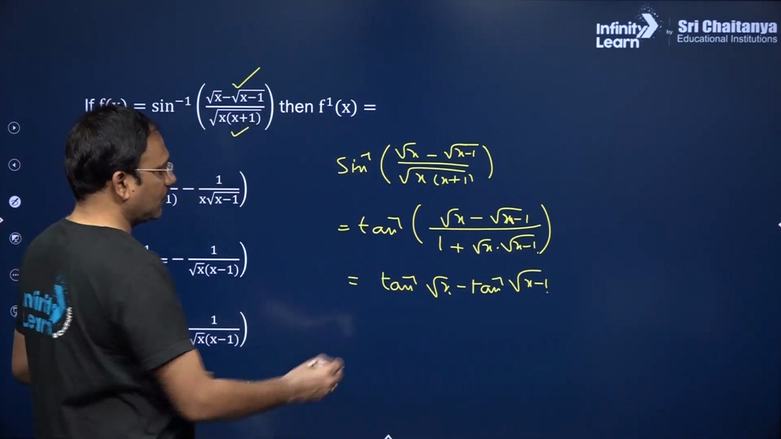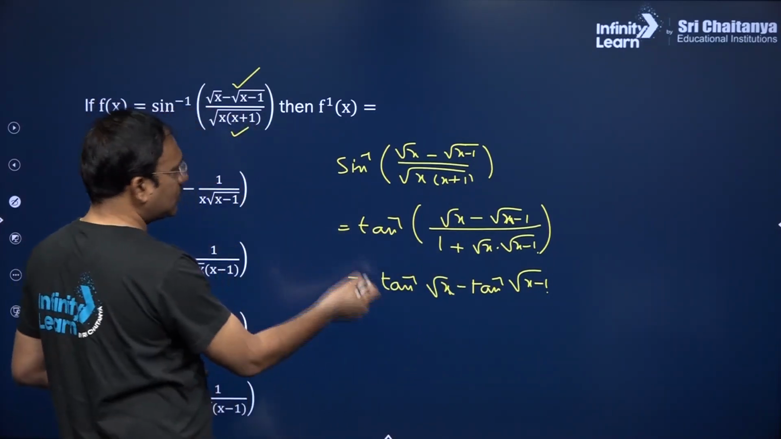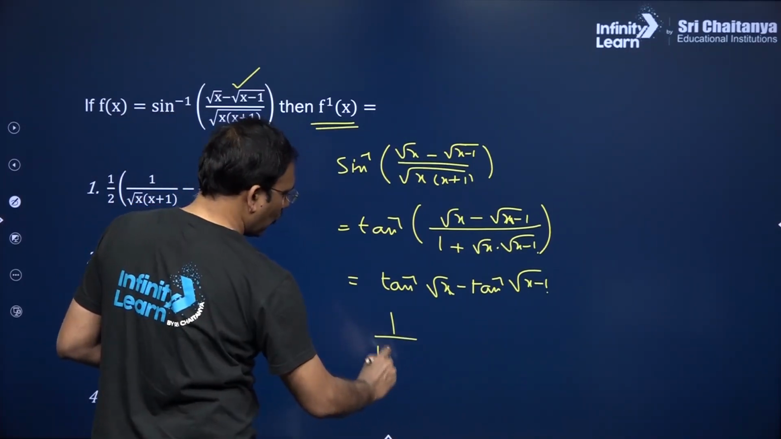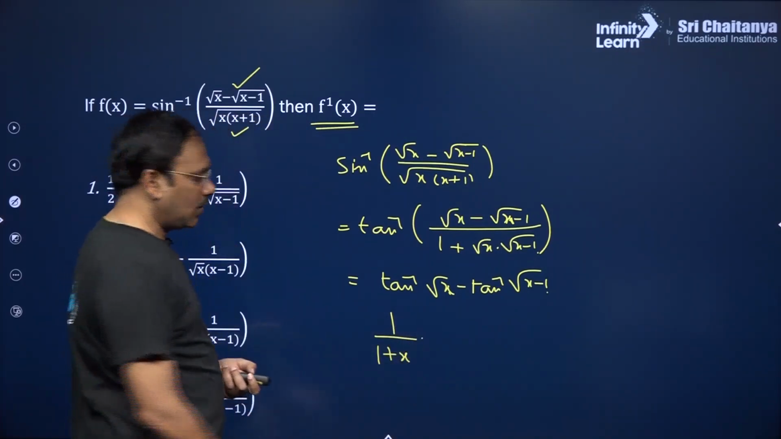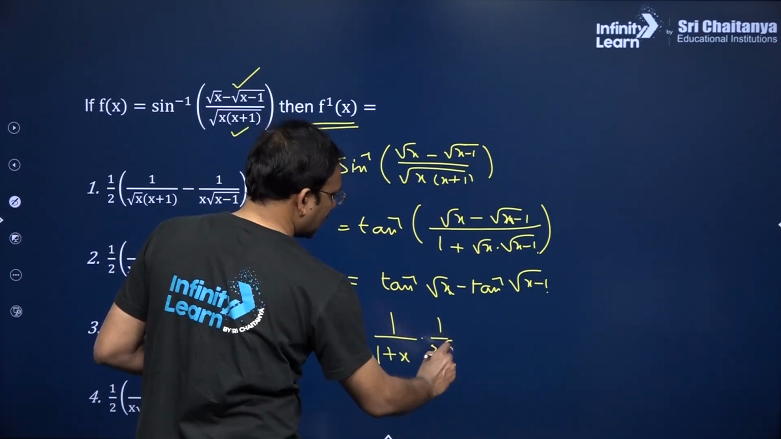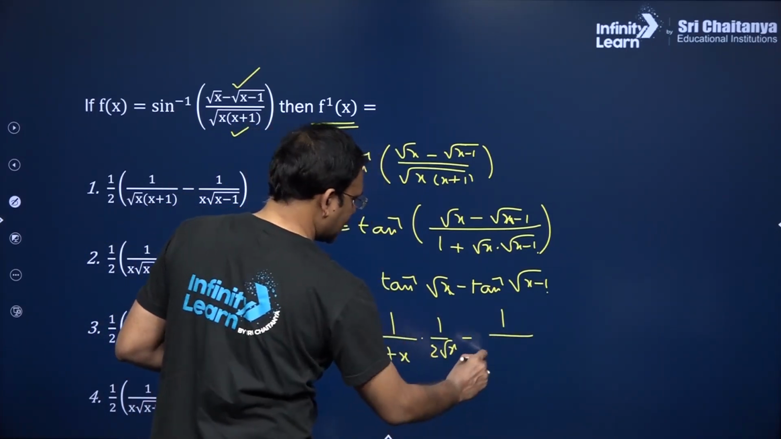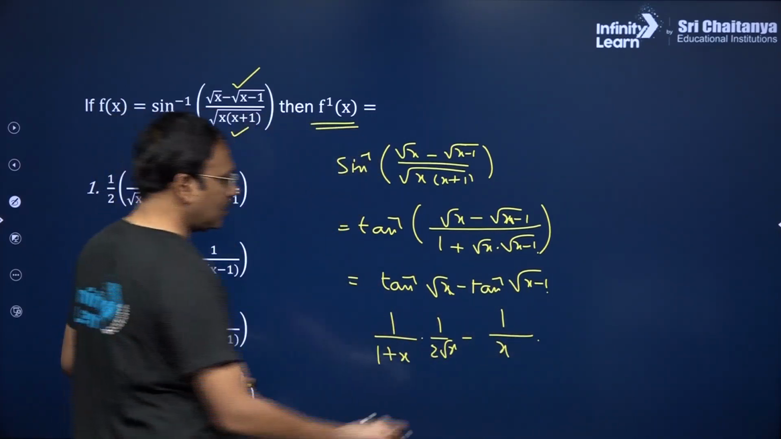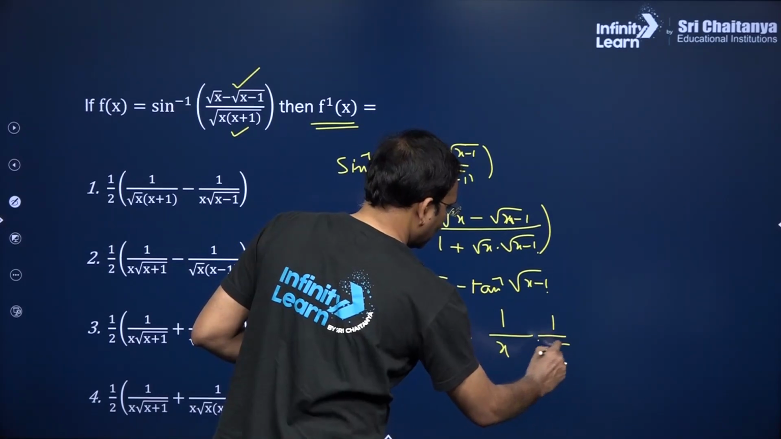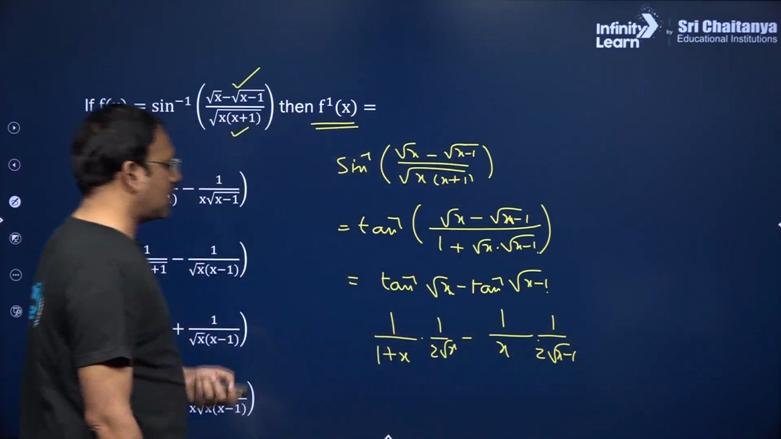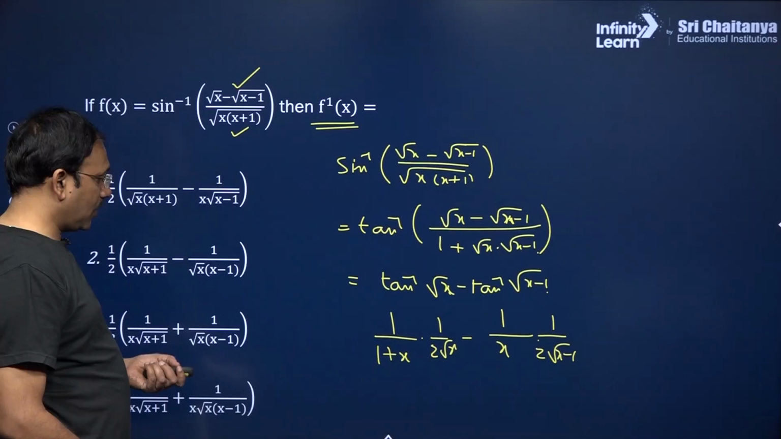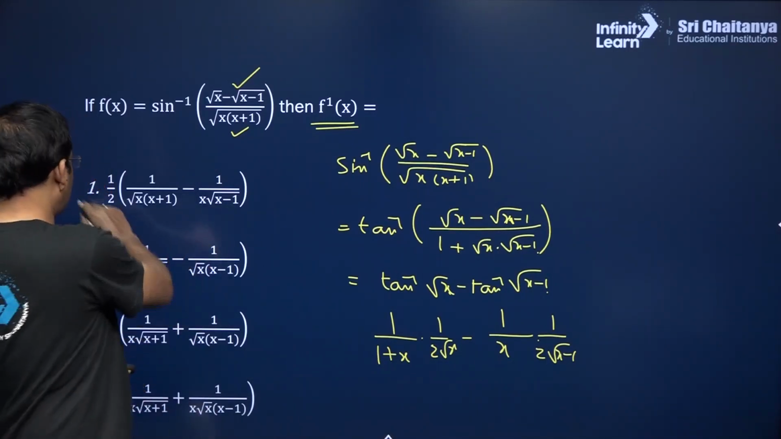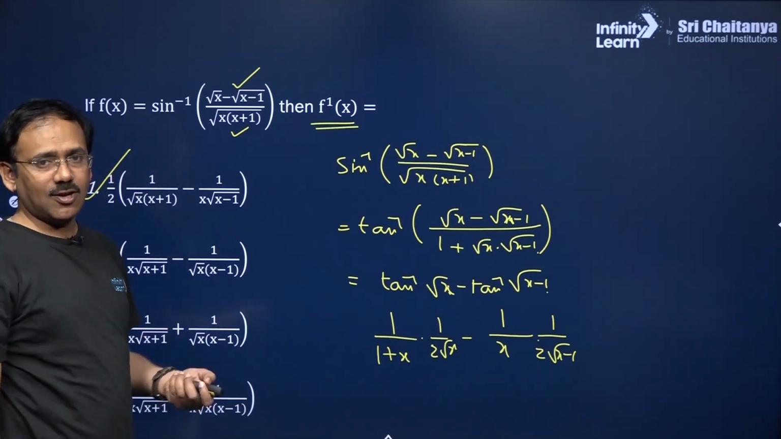Yes, so he is just asking the derivative of this. Tan inverse x derivative is 1 by 1 plus x square into root x derivative is 1 by 2 root x, minus tan inverse x derivative 1 by 1 plus x square will become x, my dear friends, into 1 by 2 into root of x minus 1. Now you just take 1 by 2 common, you are going to get root x into x plus 1 minus 1 by x into root x minus 1. Option 1 is the right answer.